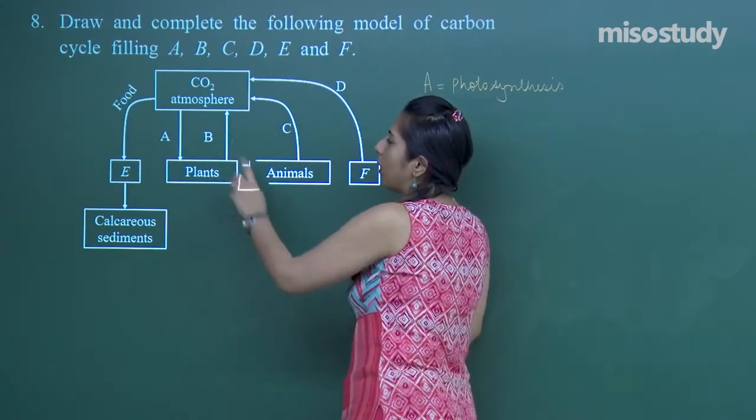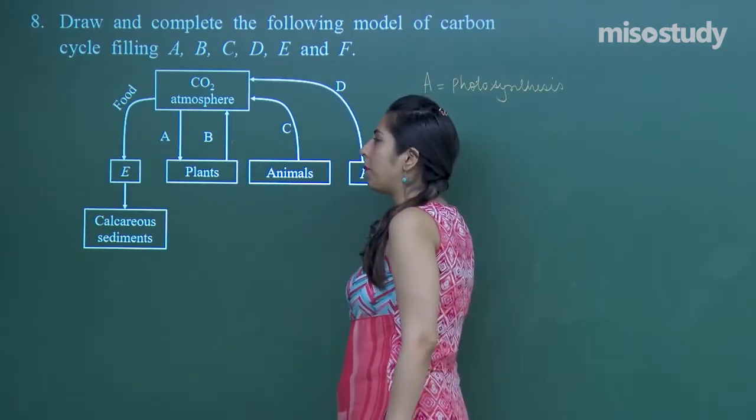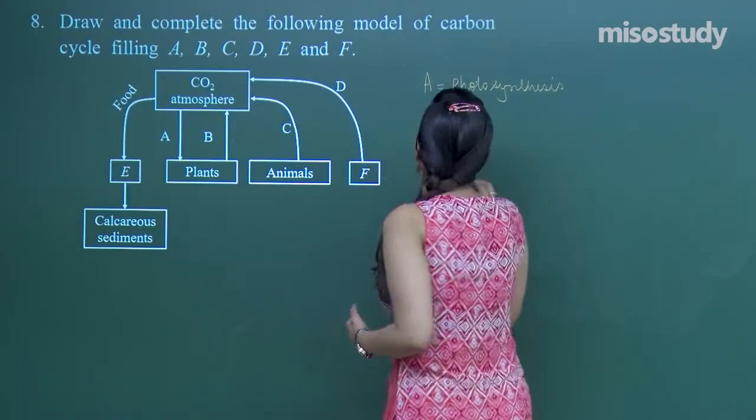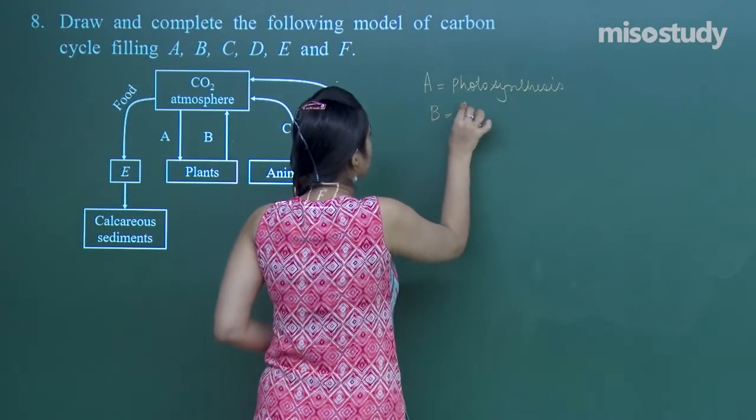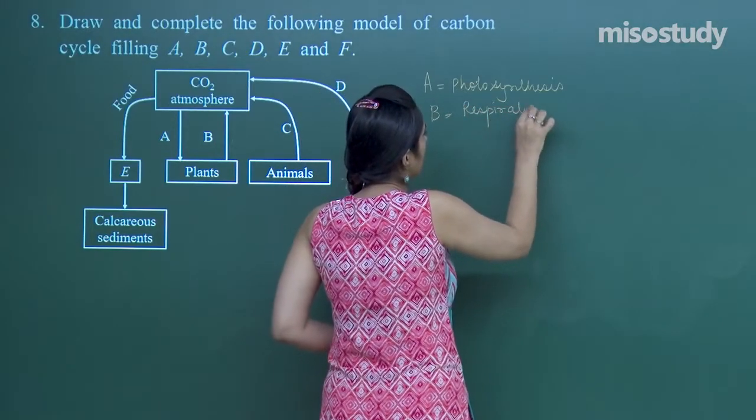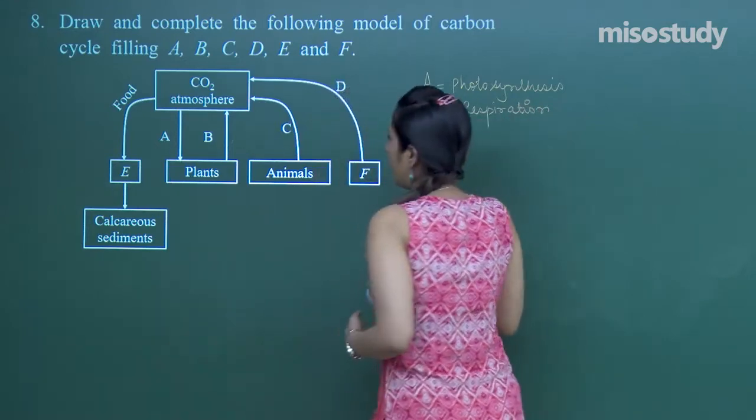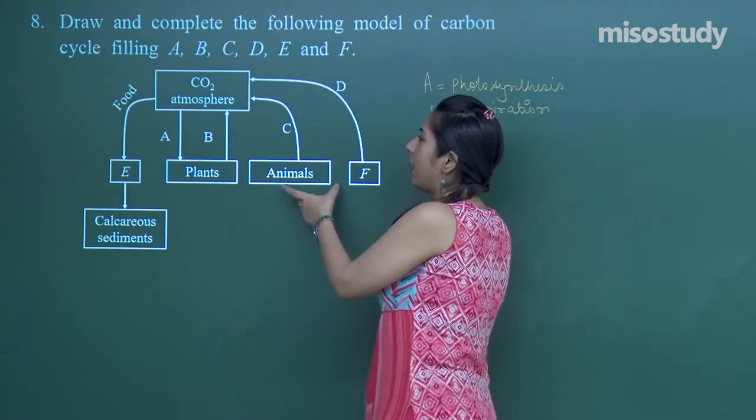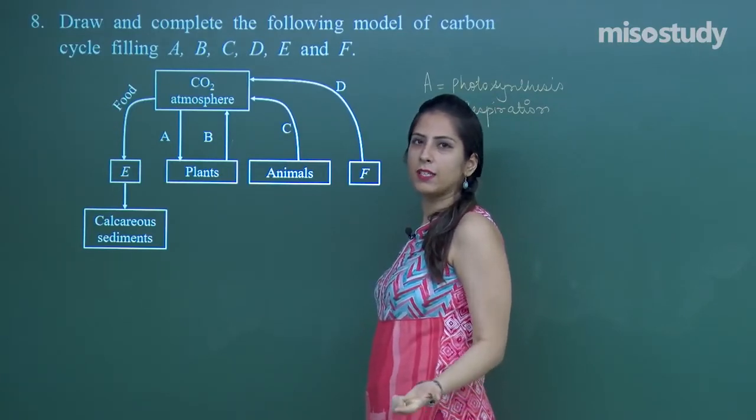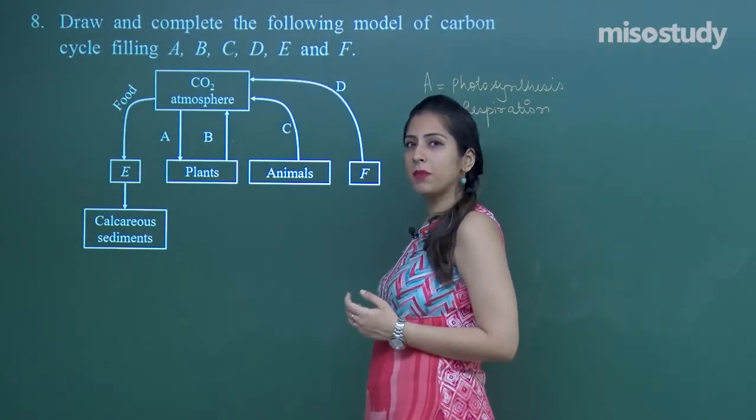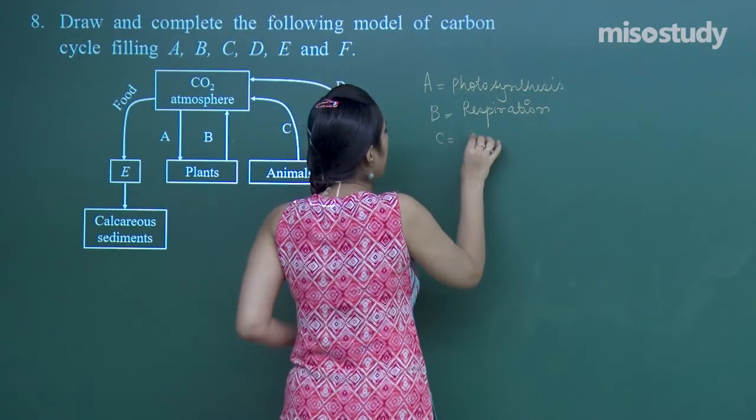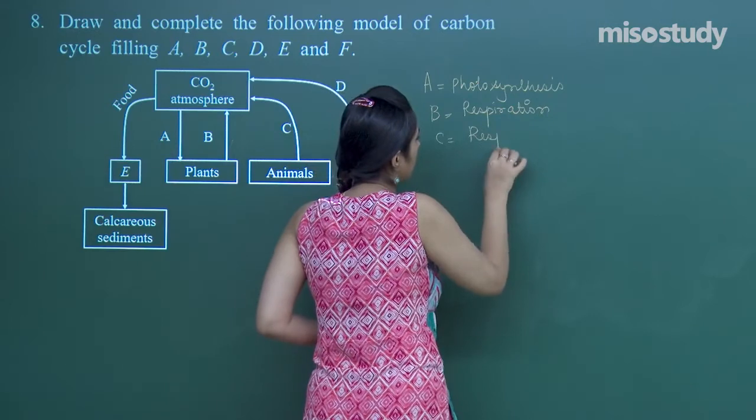Now, let us talk about what B is over here. Plants release carbon dioxide and that process is called respiration. So, B is respiration. Now, let us come to C. Animals also release carbon dioxide. We also release carbon dioxide. By which process? Respiration only. So, C is again respiration.